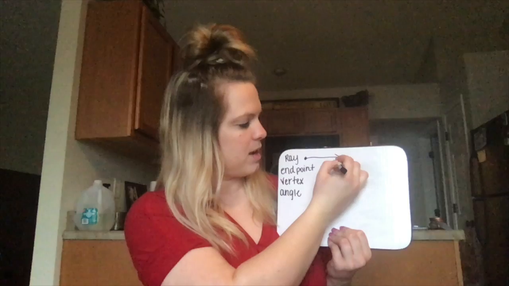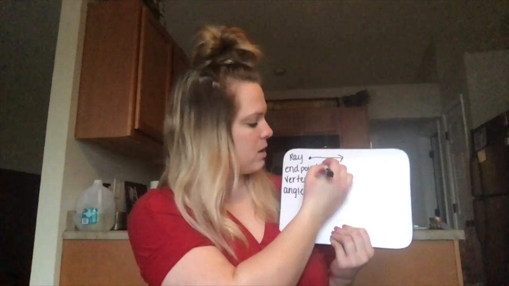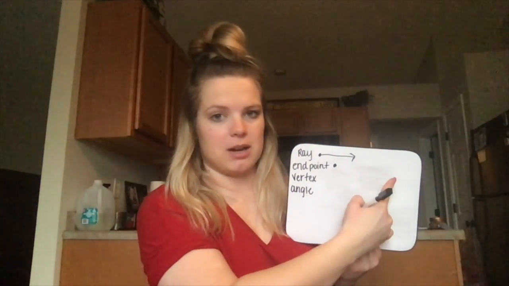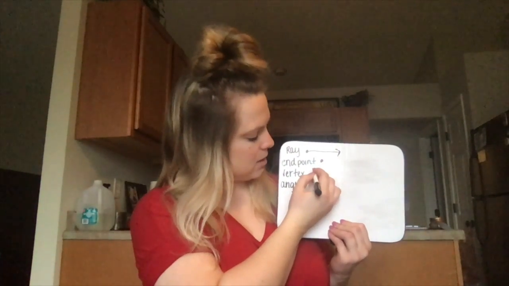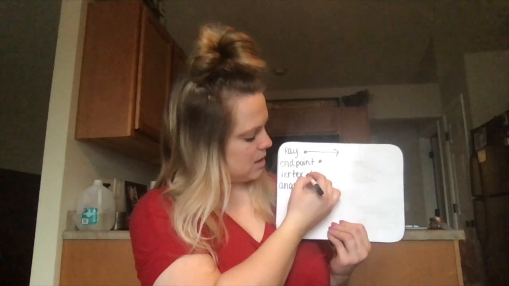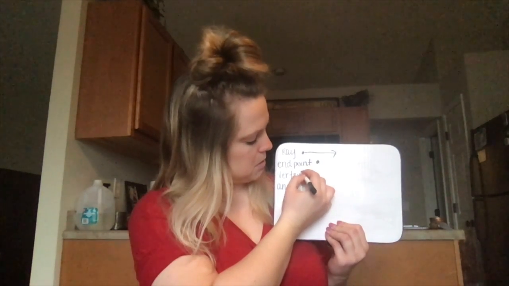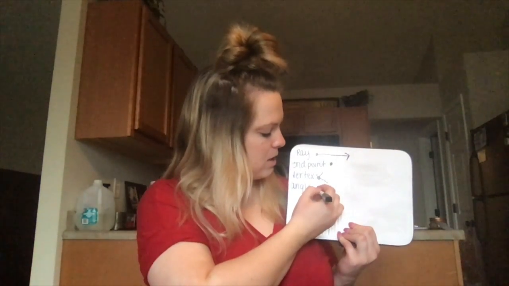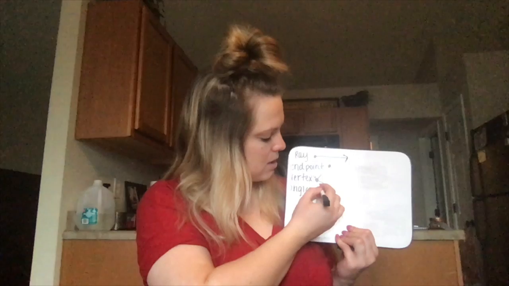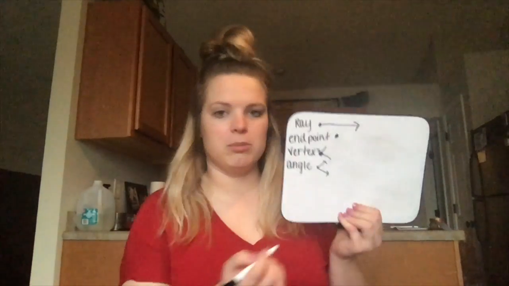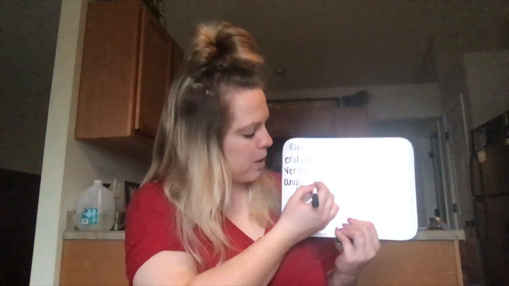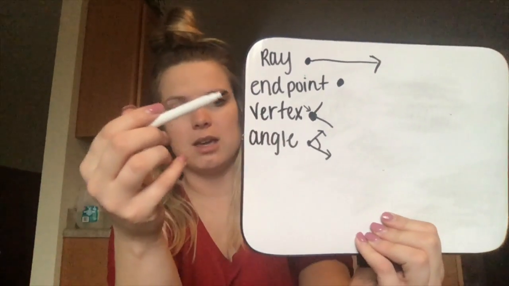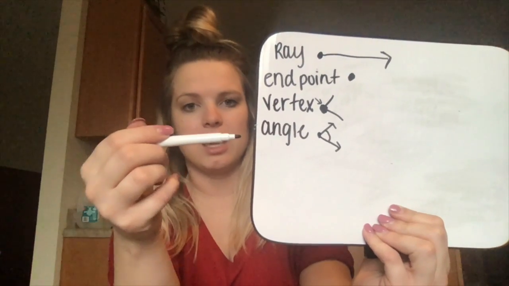So this whole thing is our ray. This is an end point that would have a ray coming out of it. A vertex is this end point that our angle shares. And then an angle is 2 rays that share the same endpoint, and we show angles by putting this little line in. So we have a ray, an endpoint, a vertex, and an angle.